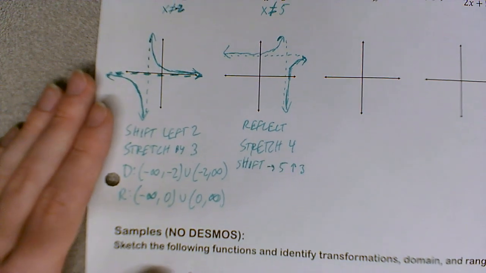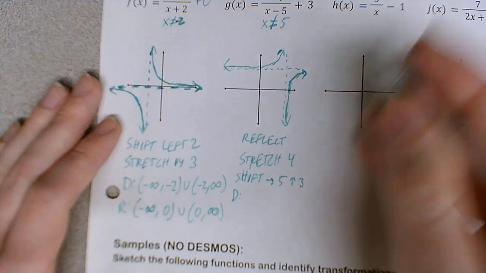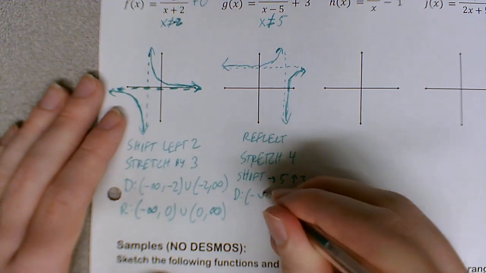All right. The domain, the value of x that we can't include. That's what we can't include in our interval notation. That is 5 here.